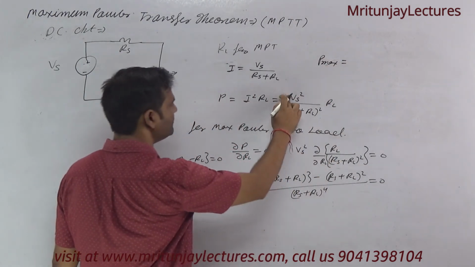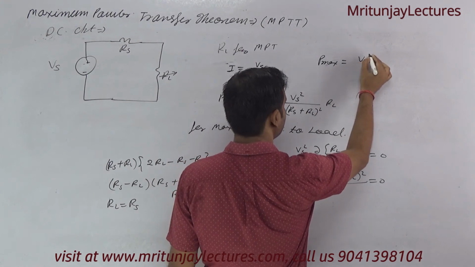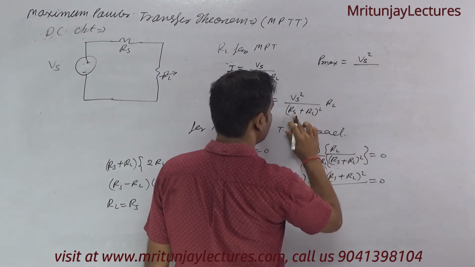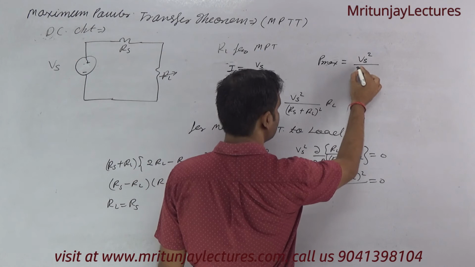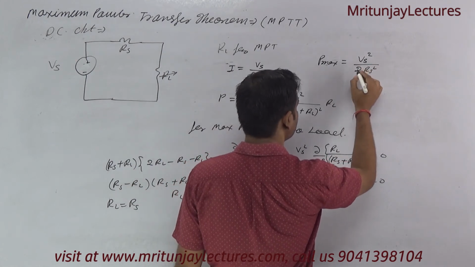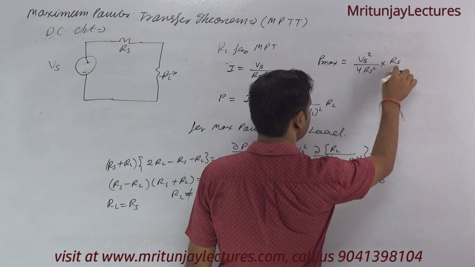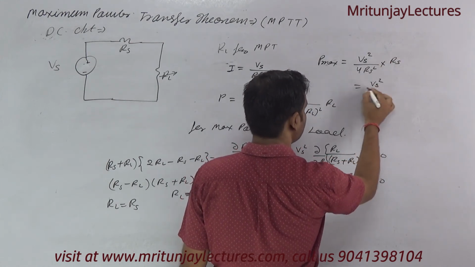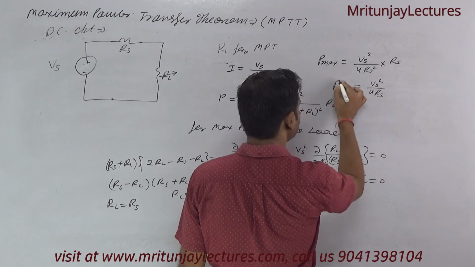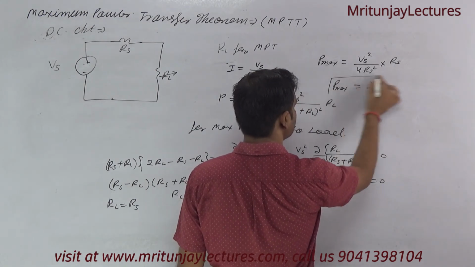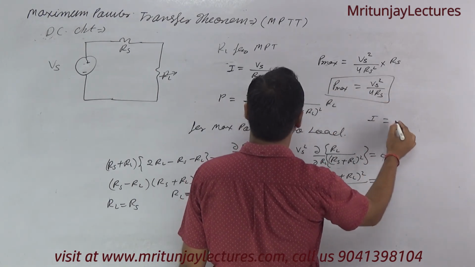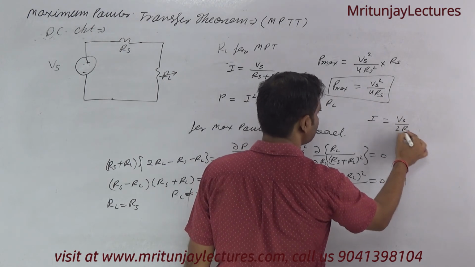Pmax will equal Vs squared divided by (RS plus RL) squared. Both are the same, so it is 2RS to the whole square, that is 4RS. So Vs squared divided by 4RS is Pmax. So clear? And what about current? That is Vs divided by 2RS.